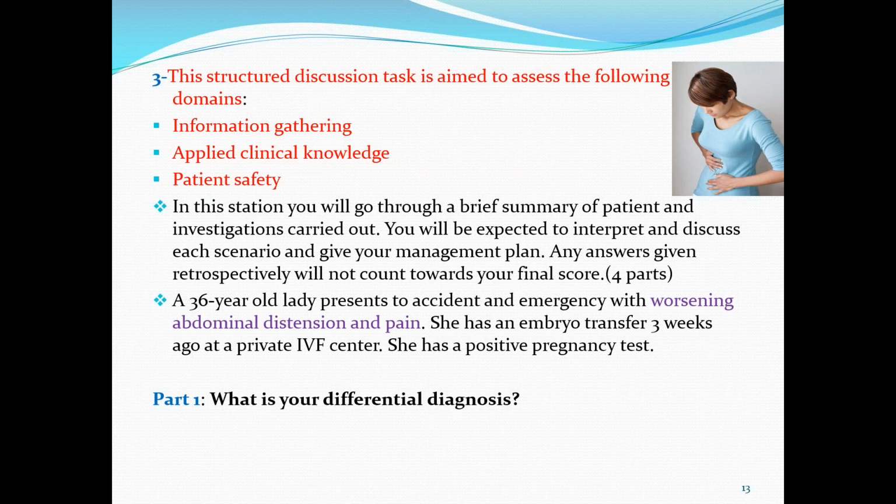So this is a structured discussion task aimed to assess the following domains: information gathering, applied knowledge, and patient safety. In this station, you will go through a brief summary of the patient and investigations carried out. You will be expected to interpret and discuss each scenario and give your management plan. Any answer given retrospectively will not count toward your final score. In this task, you will have 4 parts. The first part: a 36-year-old lady presents to accident and emergency with worsening abdominal distension and pain. She had an embryo transfer 3 weeks ago at a private IVF center and has reported pregnancy. Take your time, 2 minutes, and then tell me about your differential diagnosis and your plan.